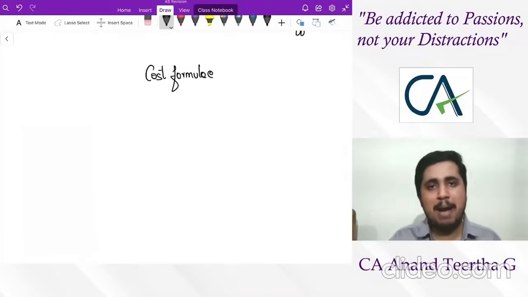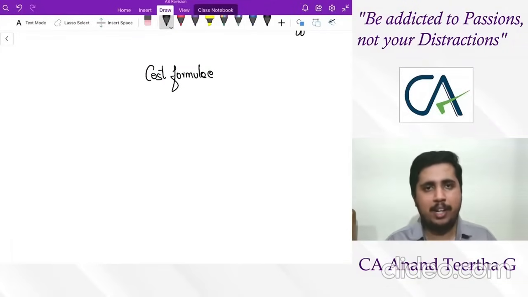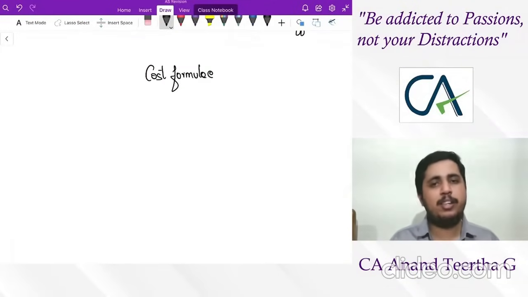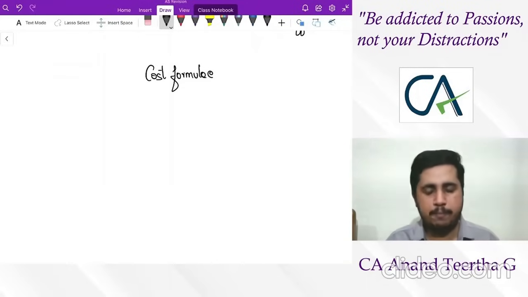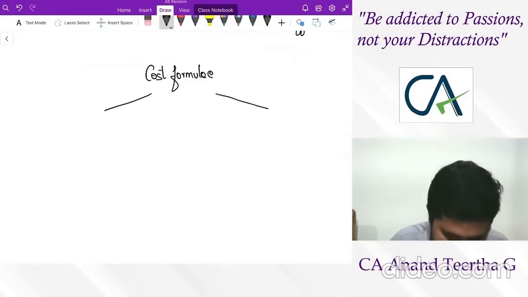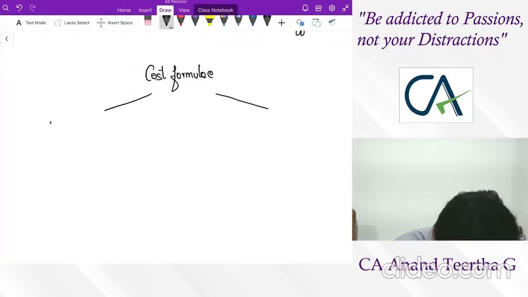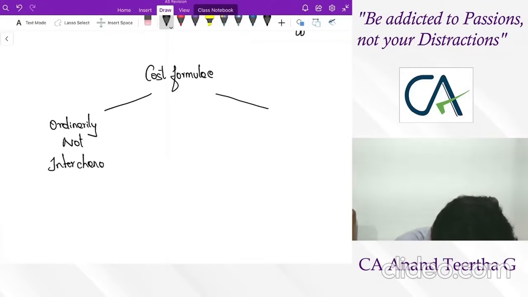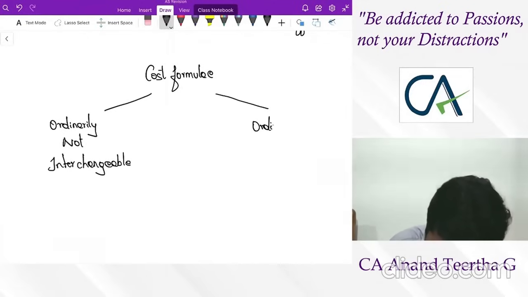Okay, so what is the background effect? Different dates you are going to buy. Some of them will be sold, some of them will be in the stock. If stock is there, how do you consider it? For that, this particular mechanism is important. Now, this cost formulae, what they have done is they have bifurcated into two. One, they said ordinarily not interchangeable, and ordinarily interchangeable.